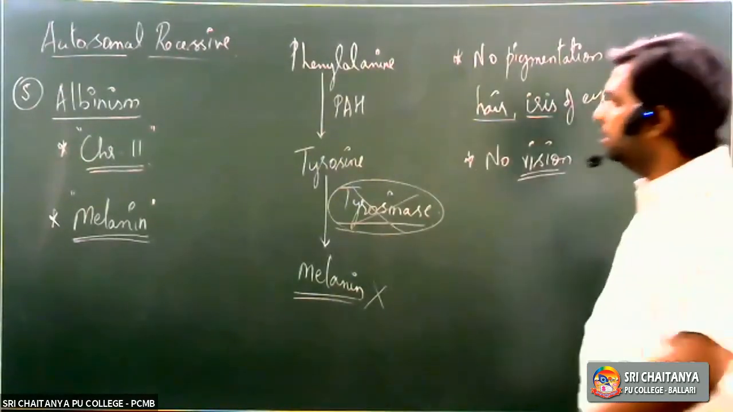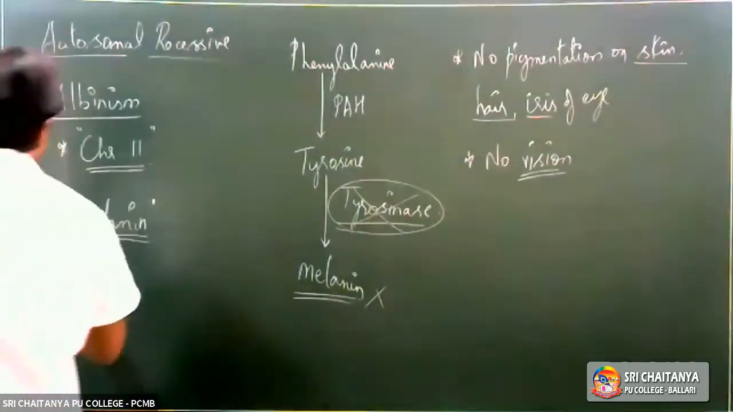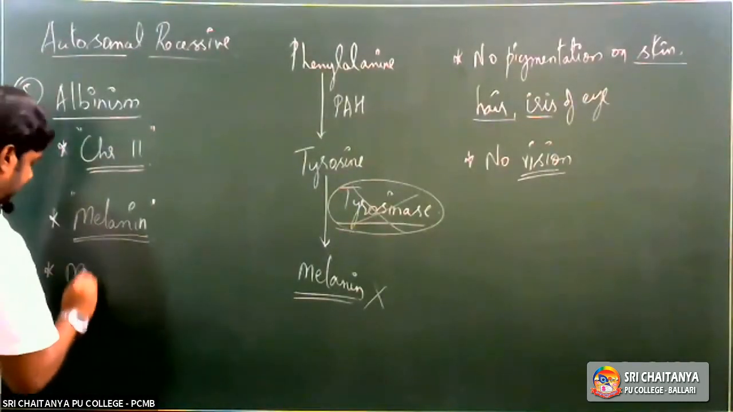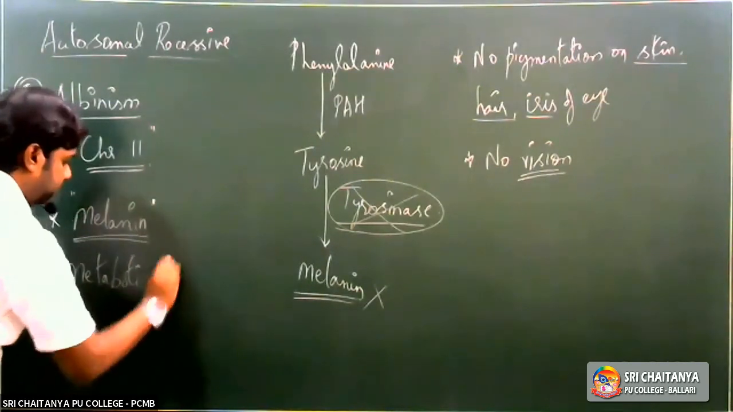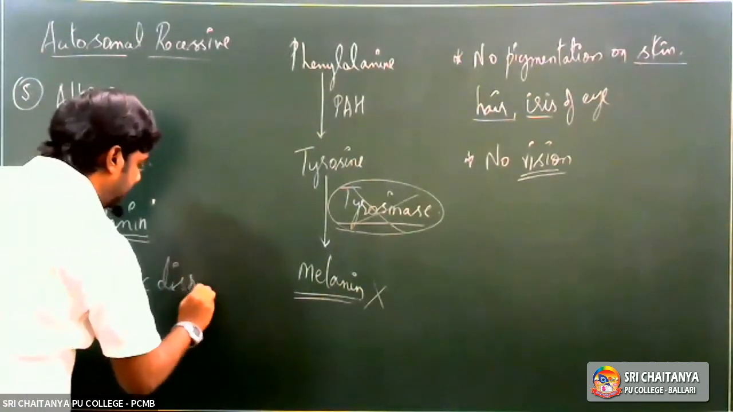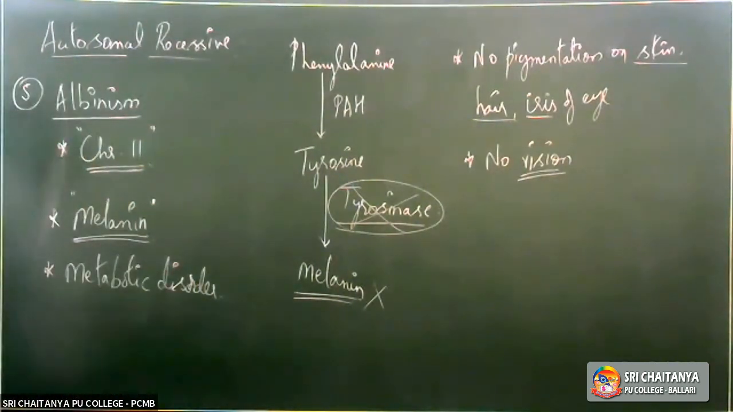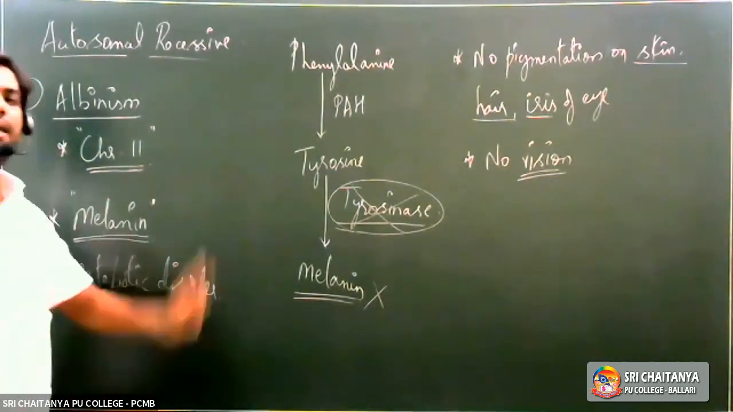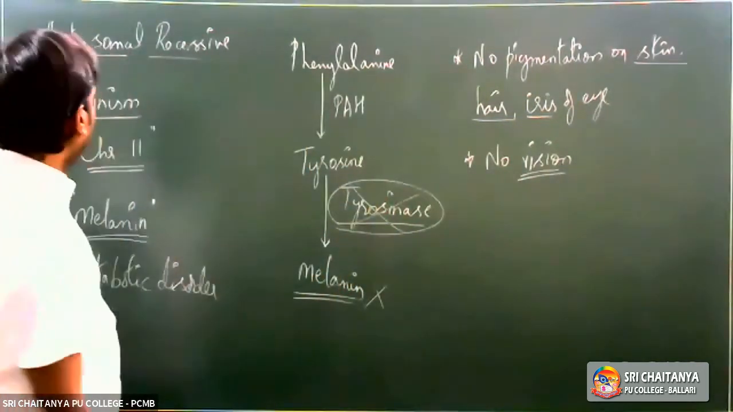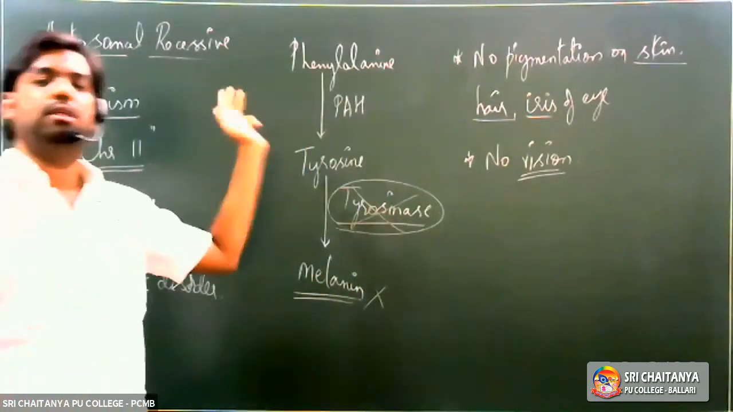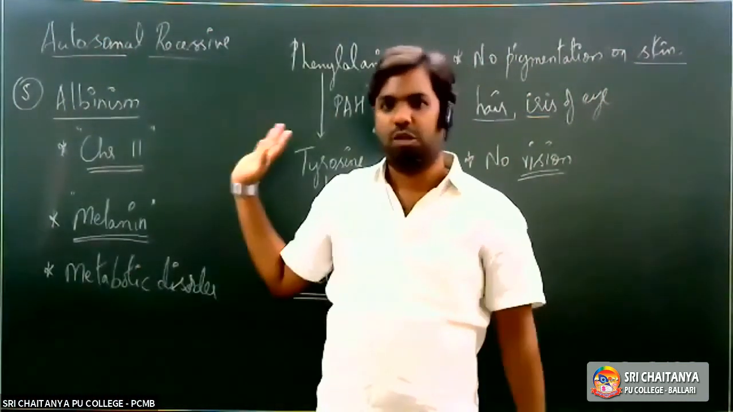So this is another inborn metabolic disorder, which is albinism. With regards to inborn metabolic disorders, we have taken up three disorders. One is alkaptonuria, the second is phenylketonuria, and the third one is albinism. All three fall under the category of autosomal recessive disorders.